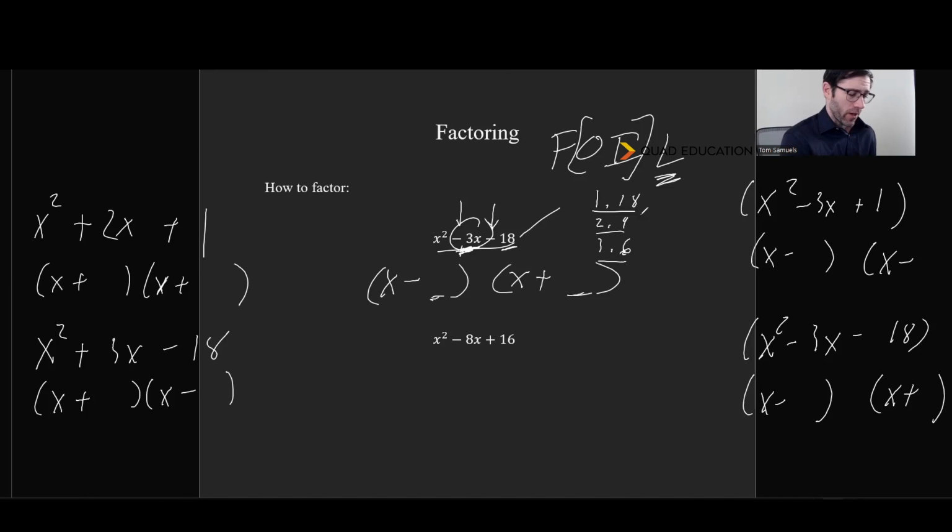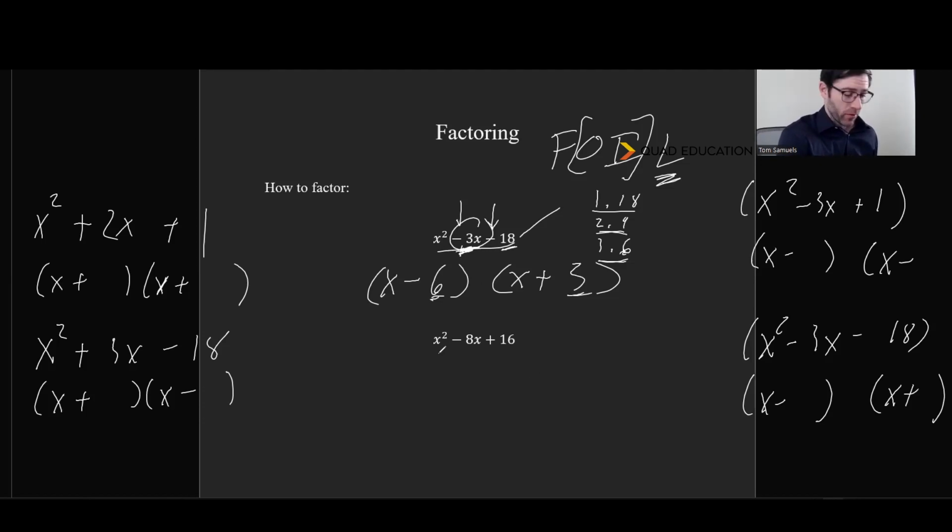And since 1 and 18 are really far apart, and 2 and 9 are really far apart, that's going to leave us only with 3 and 6, because those are indeed 3 apart. So negative 6 and positive 3, and that's going to be how we factor x squared minus 3x minus 18.